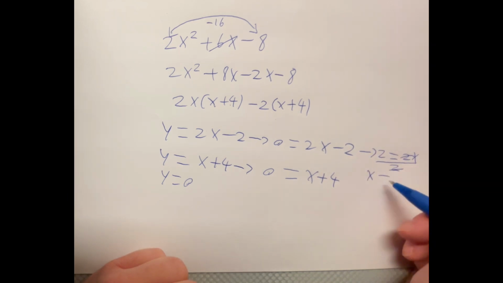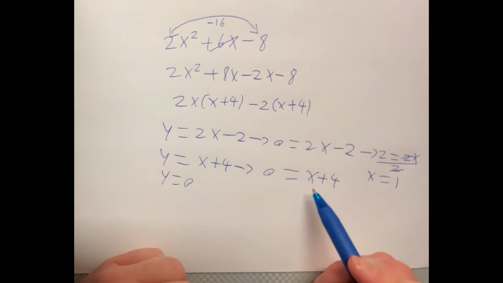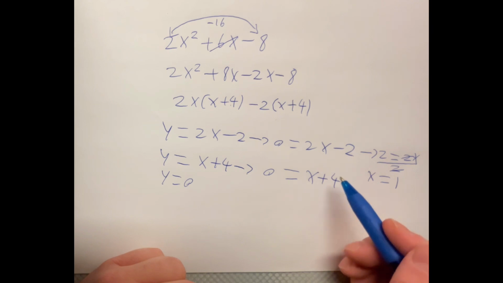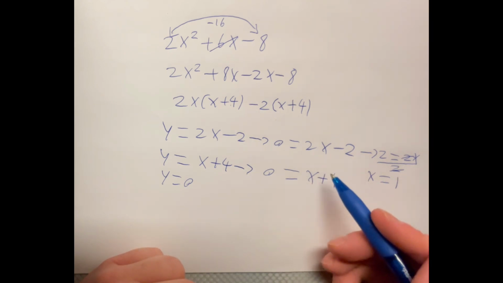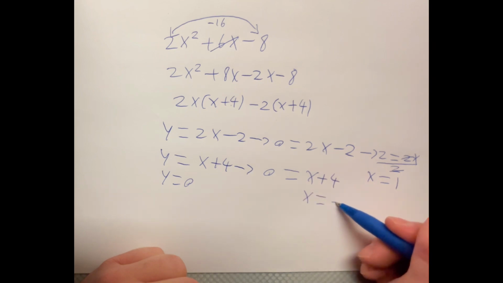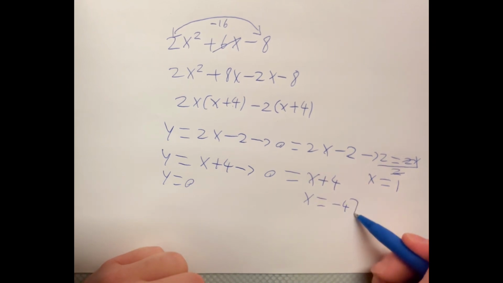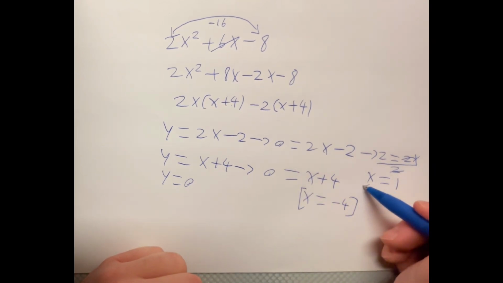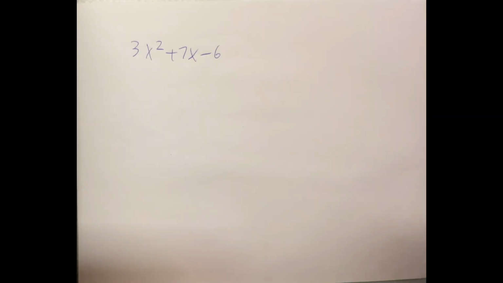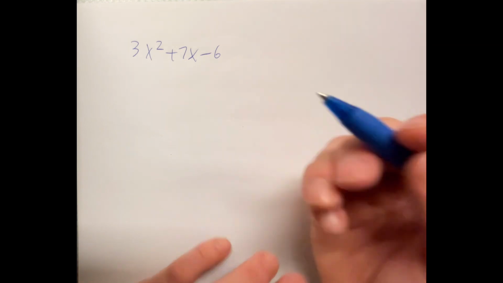So x equals 1. And then for this equation, we bring the 4 over, and as we know, when we bring the 4 over, the sign flips. So the x here would equal negative 4. These would be our two answers for the first example. On to the next one. Here's our second example.